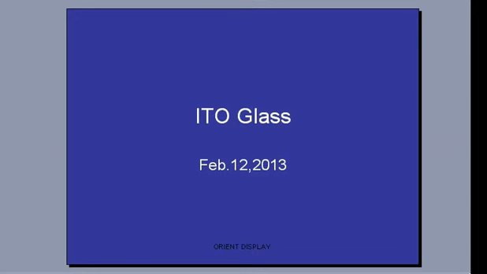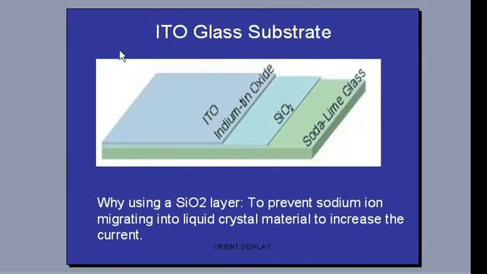Today we will introduce a little bit about ITO glass. What is ITO? Actually, ITO is indium tin oxide. It is a transparent conductive film. We use this transparent conductive film on two layers of the LCD glass. In that case, we can build an LCD cell.